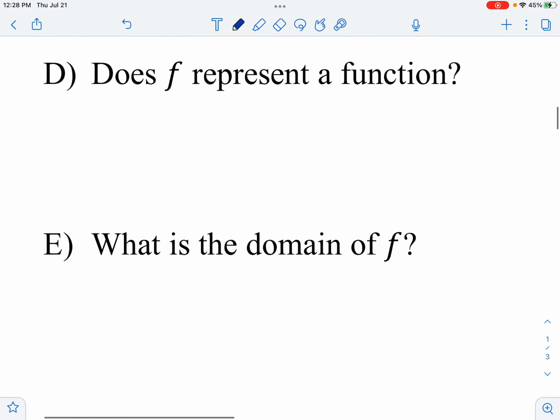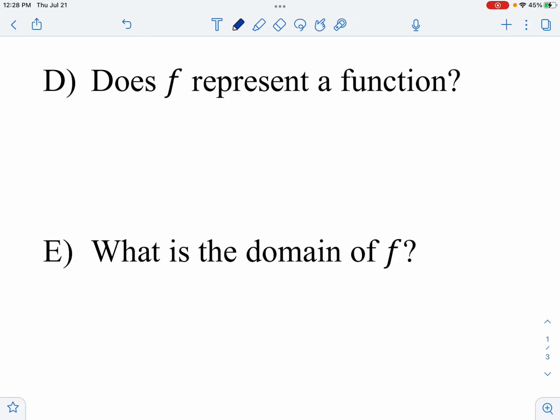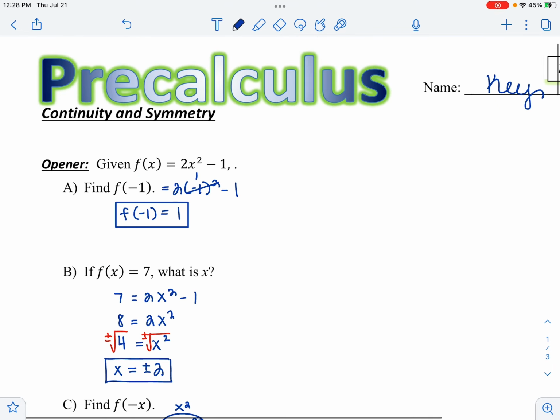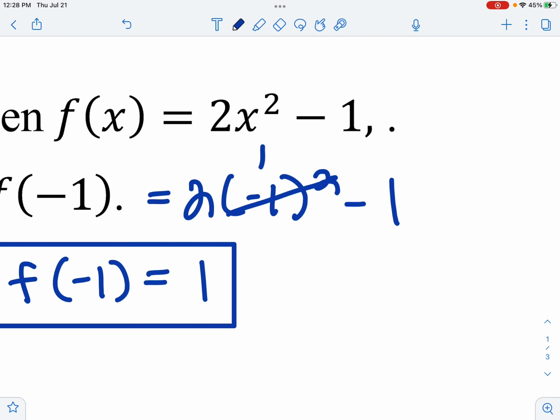All right, next one, does f represent a function? So let's go ahead and look at the equation. Remember, for a function, for every input, there's exactly one output. So I could ask myself, if I plug in an x value, will I ever get 2 outputs? If I plug in 1, I get 1. That's 1 answer. When I plug in 0, I get -1. That's 1 answer. Is there anything that's going to give me 2 answers? No. So every input does have exactly 1 output. Therefore, it is a function. I only tested 2 numbers, but I'm running through a bunch of them in my head.